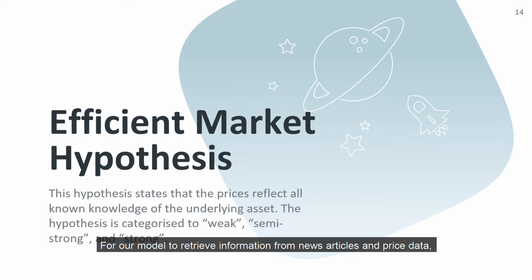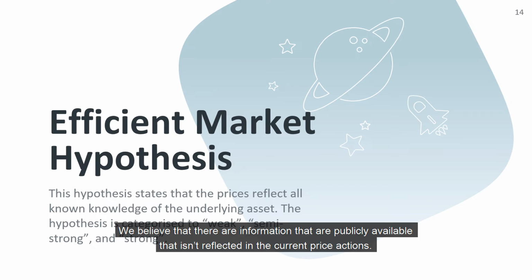For our model to retrieve information from news articles and price data, we have to reject all 3 forms of efficient market hypothesis. We believe that there are information that are publicly available that isn't reflected in the current price actions.